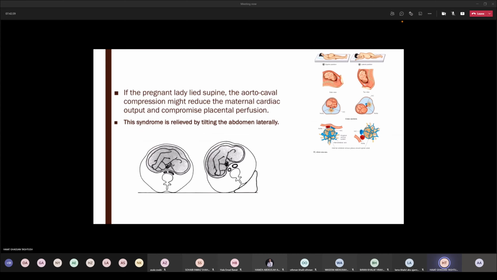هلا هون اللي حكينا عنها لما يكون pregnant lady light supine بصير في عنا aortocaval compression. This might reduce the maternal cardiac output and compromise the placental perfusion. How can we manage it? It's relieved by tilting the abdomen laterally like in this picture below.